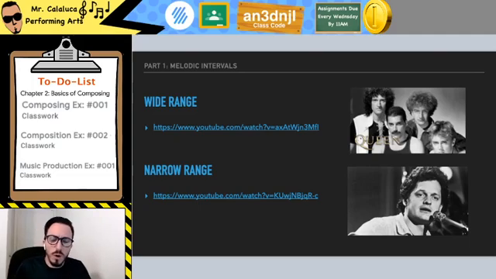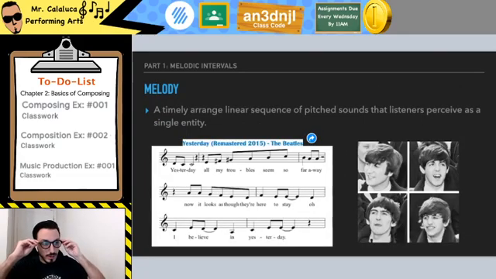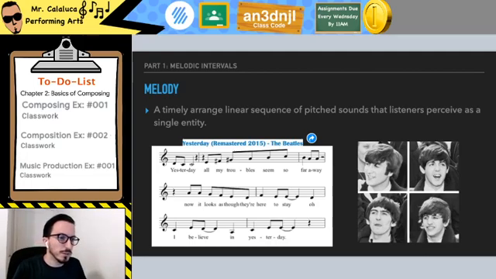So, after we have all of those qualities, we now come to our melody, okay? Now, our melody, just to tell you guys, basically, in general, what we've been talking about, now condensed into one sentence: it is a timely, arranged, linear sequence of pitched sounds that listeners perceive as a single entity. Now, I wish that sounded like a Doctor Who reference there, but what this is saying is basically it's a series of pitches that are rhythmically moving throughout whatever is being sung or played.